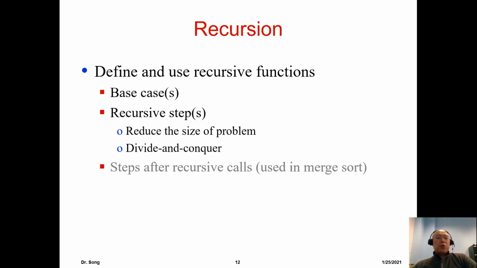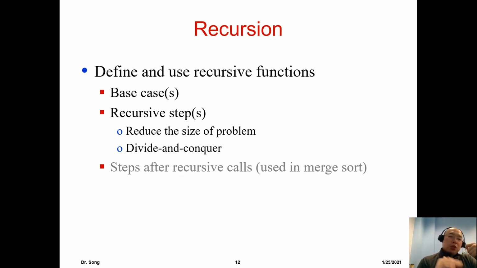So how do we do good recursion? For a good recursion, we should have at least two components. Number one, the base case. The base case or base cases define when we stop the recursion. Then, if we are not at the base cases yet, we will have the recursive steps. The recursive steps tell us what to do so that we can get closer to the base cases.